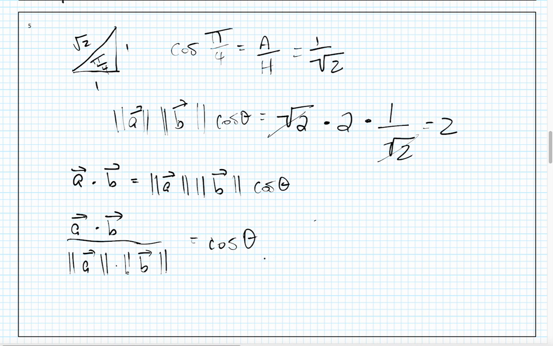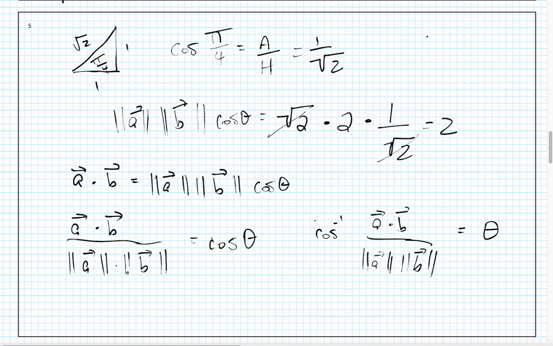Okay? Or to put it another way, don't be frightened, this is easy, that theta is equal to the inverse cosine of A dot B over the magnitude of A times the magnitude of B. Everybody okay so far? So we're almost at the punchline here, okay?